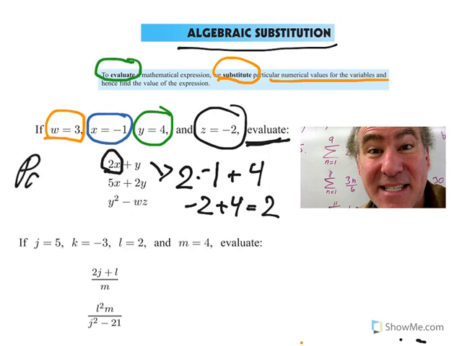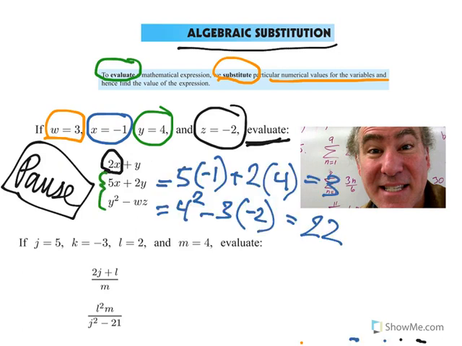I want you to pause the video and do the other two: 5x plus 2y and y squared minus wz. All right, you should have had 3 for 5x plus 2y, and you should have had 22 for y squared minus wz. Okay, if you're wondering why, we know x is negative 1. 5 times negative 1 is negative 5. Negative 5 plus 8 would be 3.